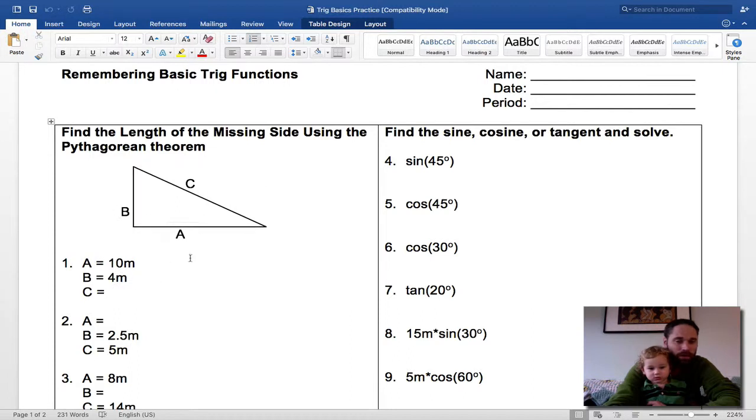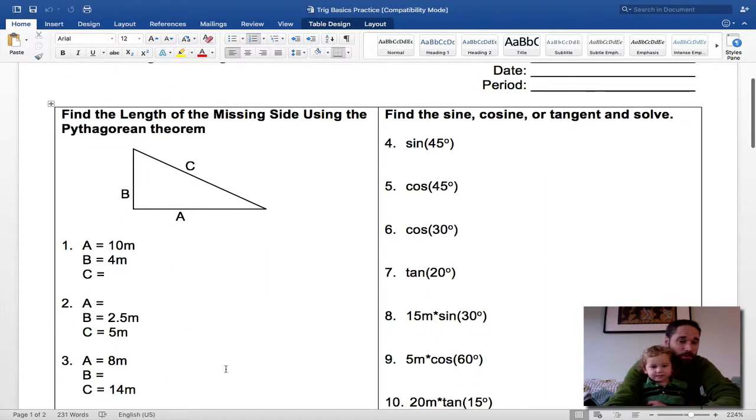So add those two together, and then take the square root of those, and you can go ahead and get that last side length, c. That length c is going to be in meters, because you took the square root of meters squared. So keep that in mind. There's 3 problems here. They should be pretty straightforward.